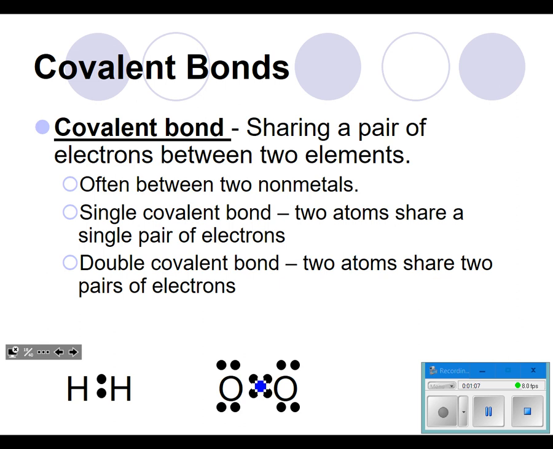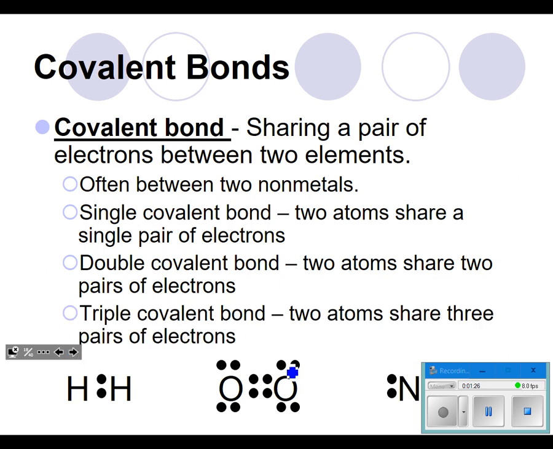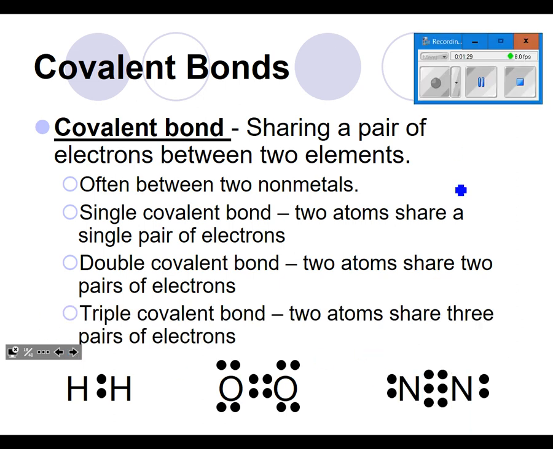So now this oxygen has 2, 4, and then 6 and 8. So it has 8 electrons. And then this oxygen has 2, 4, 6, 8. So both of them, because they're sharing 4, would now have 8 electrons. And then we have something called a triple covalent bond, and that's when two atoms share 3 pairs of electrons. So they're actually sharing 6 electrons. So this would be 2, 4, 6, and this would be 8 for this nitrogen. And this would be 2, 4, 6, and this would be 8 for this nitrogen.